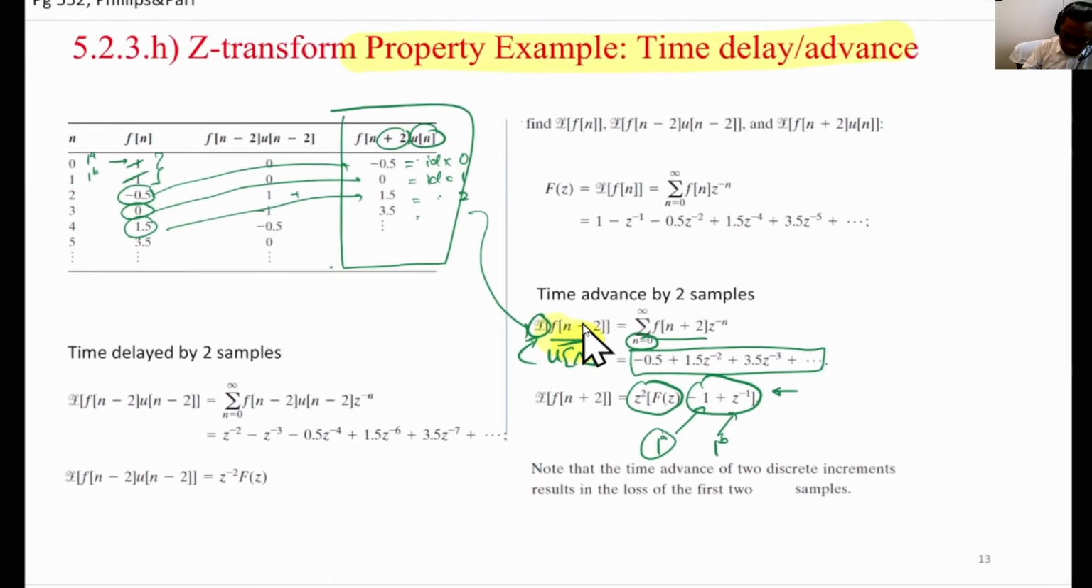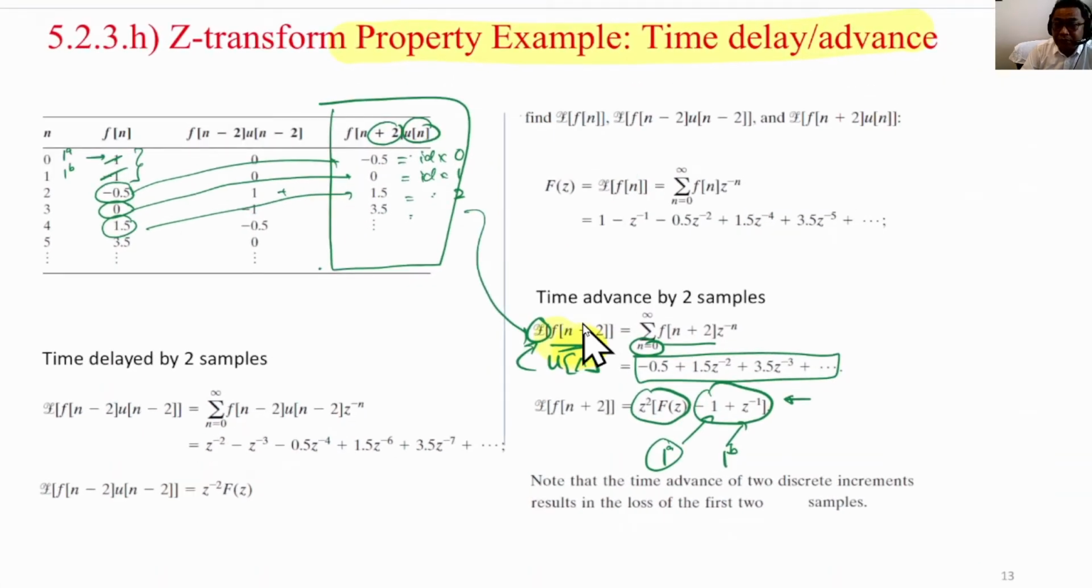Okay, with this example, I hope you have enough practice for time delay and time advance. Thank you.